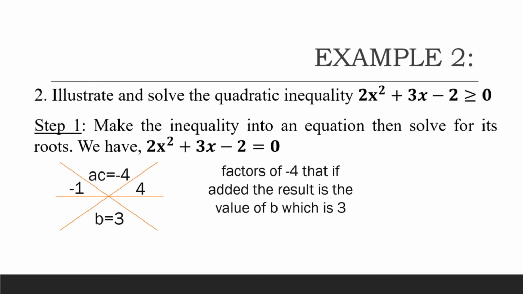Next is for us to divide those factors by the value of a, which is +2. Divide and then simplify, then change the sign so that we can get the values of our roots. -1/2 is already simplified, change the sign, the result is +1/2. Next, we have 4/2, that gives us +2, change the sign, that gives us -2. So the roots now are +1/2 and -2.